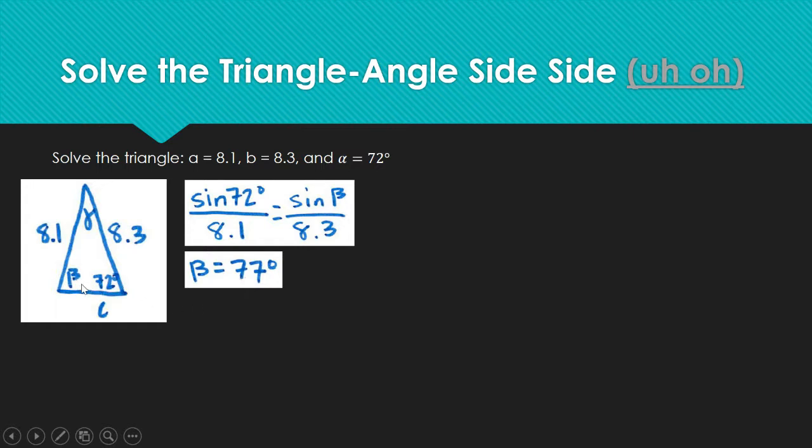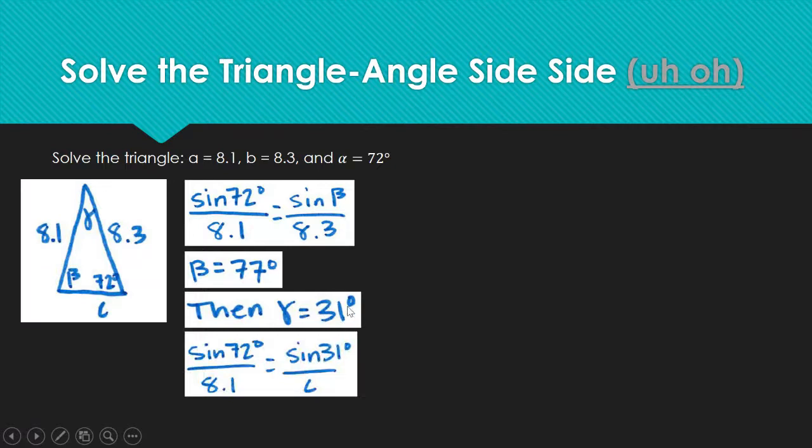Okay, I'm feeling good. So then I can say, okay, I need to find gamma. So I subtract from 180. 180 minus 72 minus 77 tells me gamma is 31. I can use that 31 degrees to find C. So sine of 72 over 8.1 equals sine of 31 over C. 8.1 times sine of 31 divided by sine of 72 tells me C is about 4.39. I've got a nice triangle there, cool.